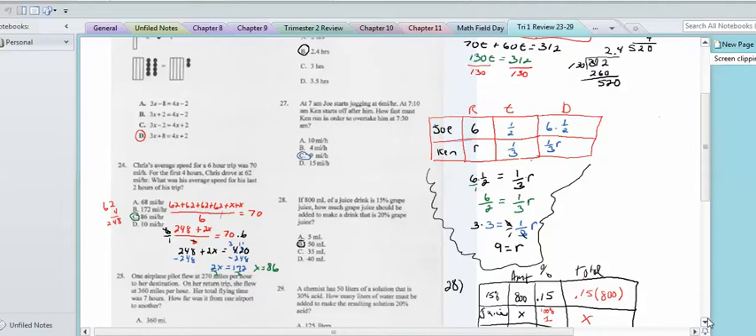Okay, number 24. And again, we went through this in class, but he has an average. To find average, you add all your numbers together, divide by the amount of numbers you added. So he did 62 miles an hour for 4 hours. That's where the 62 is. And it's 2 hours that we do not know.